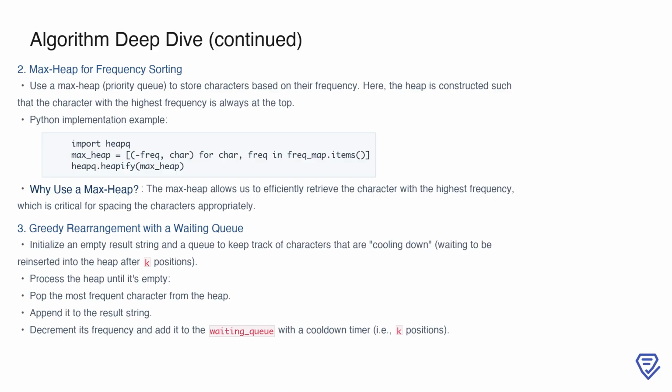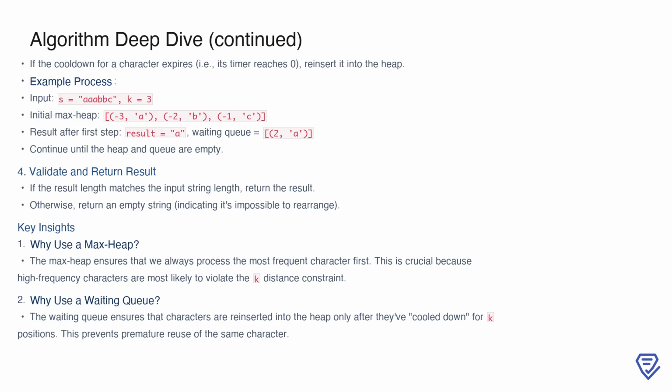Additionally, we introduce a greedy approach for rearranging the string. We initialize an empty result string and a waiting queue to keep track of characters that are cooling down. As we process the heap, we pop the most frequent character, append it to the result, and decrement its frequency. If the character still has remaining occurrences, it is added to the waiting queue with a cooldown timer of k positions, ensuring it isn't reused prematurely. When a character's cooldown expires, meaning its timer reaches 0, it can be reinserted into the heap.